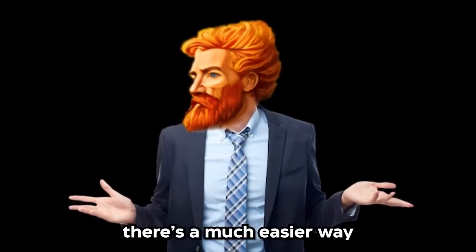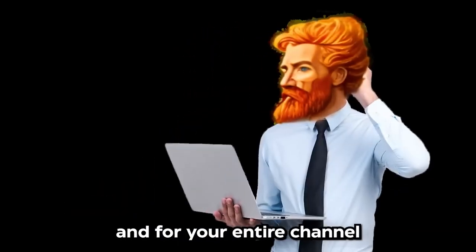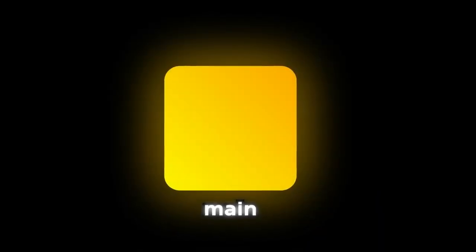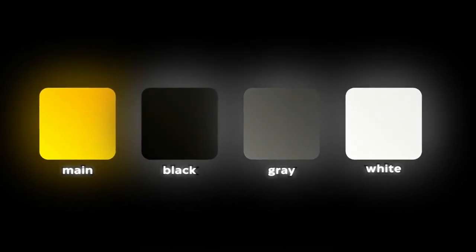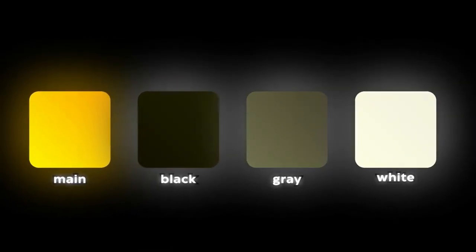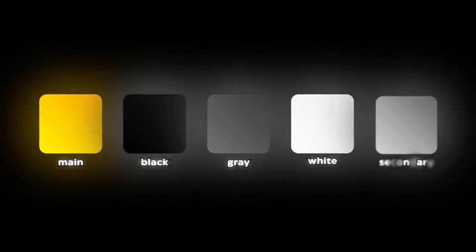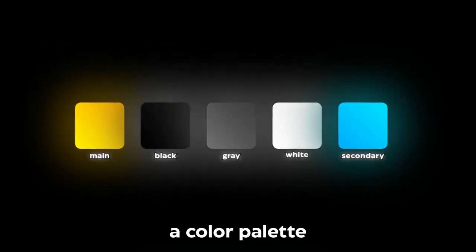There's a much easier way to find a color for your thumbnail and for your entire channel. So, here's what I do. Take any color you like as your main color. I chose yellow for mine. Then add 3 more. 1 black, 1 white, and 1 in the middle. You can slightly tweak these to match your main color, but I like to keep it simple. And finally, add another color to highlight things. There we go, a color palette.